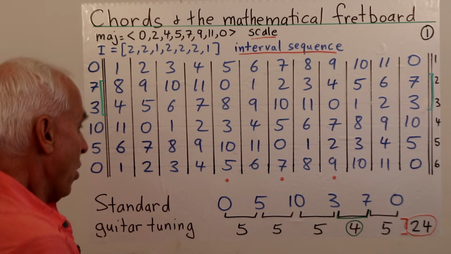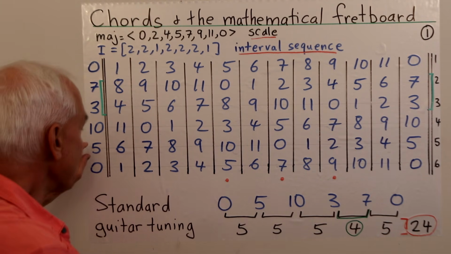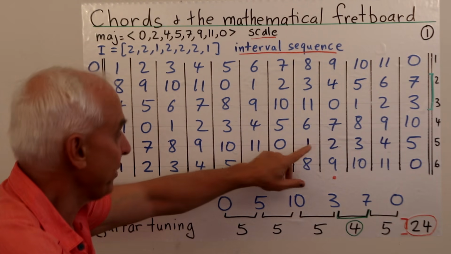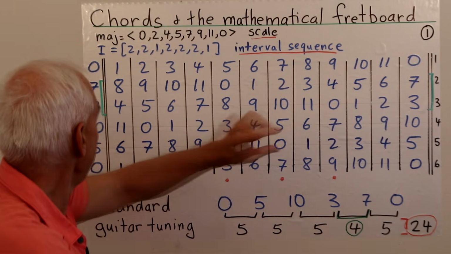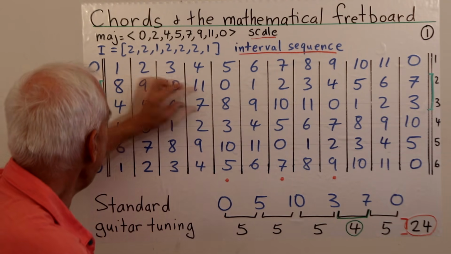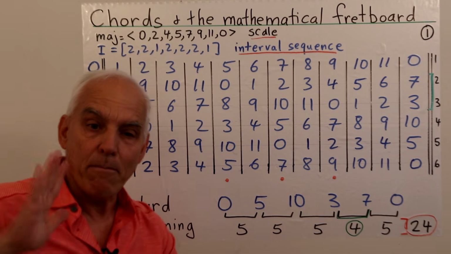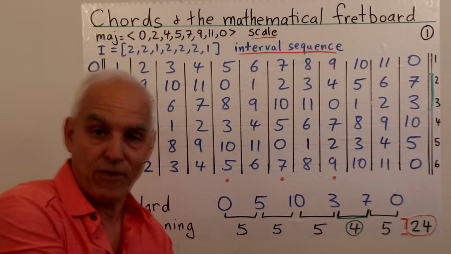Okay, and then we can do that for each of the strings. So we just march up one by one. When we get to 11, the next one is 0, and then we carry on like this. Then 10, 3, 7, and 0. And this way, we can pretty simply map out all the notes on the fretboard.